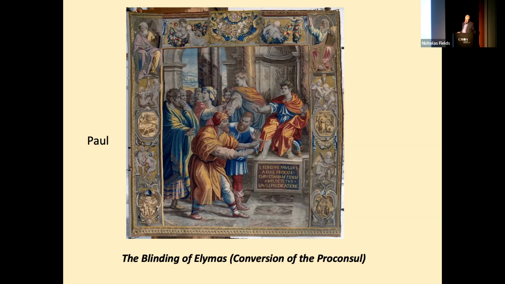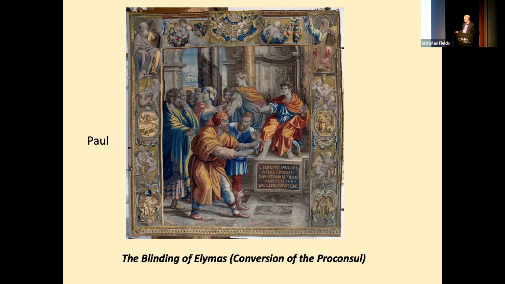And then another scene of Paul, and this is one of these cruel scenes where there's a magician who was in the court of a city in Cyprus, the city of Paphos. This is where Paul was doing his missionary work, and he was in the process of converting a Roman governor, who had the title proconsul, so the subtitle is the conversion of the proconsul.